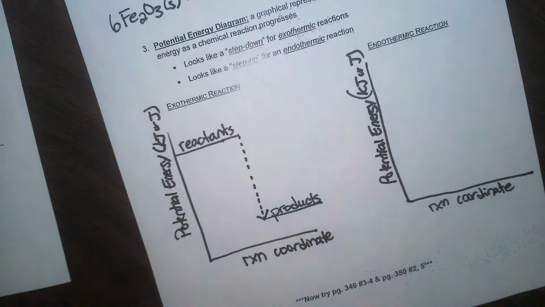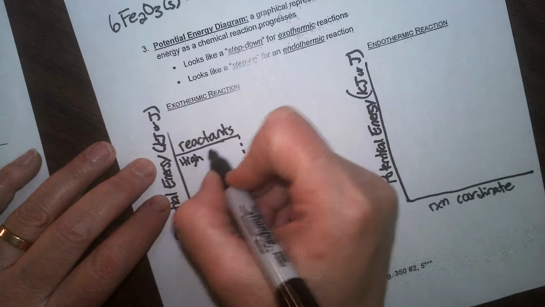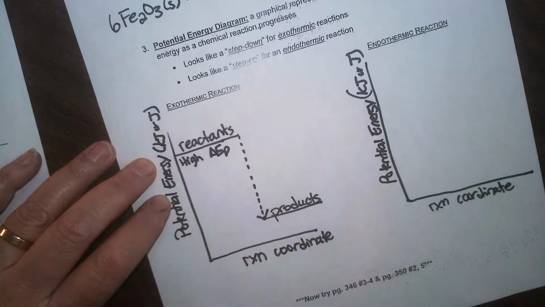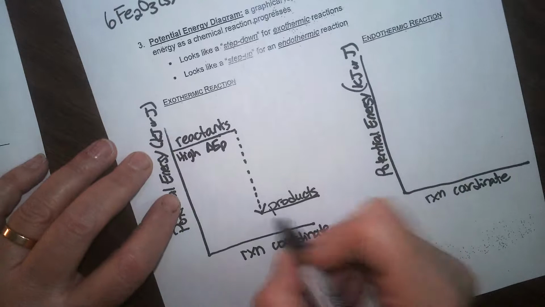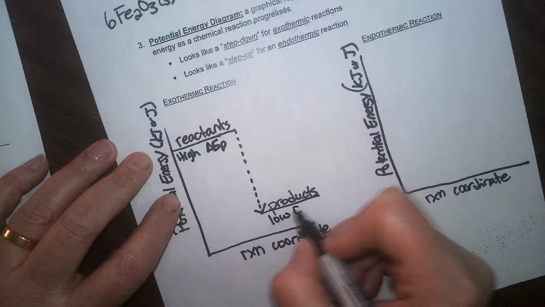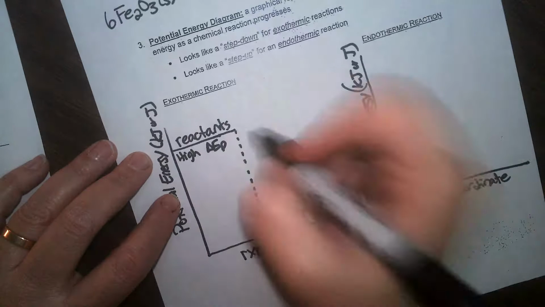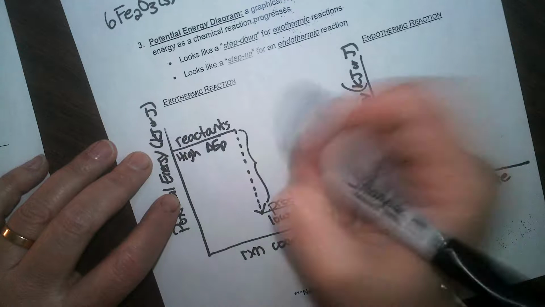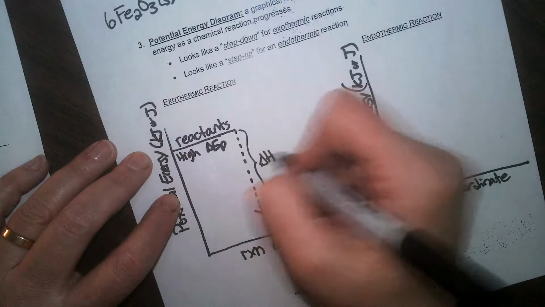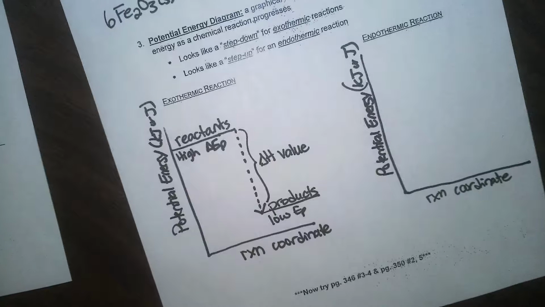There's lots of information on this graph, okay? Our reactants are going to have high potential energy. I'm going to take a shortcut and write it like that. High potential energy. And our products are going to have low potential energy. This piece here, the difference between the two, is our delta H value.